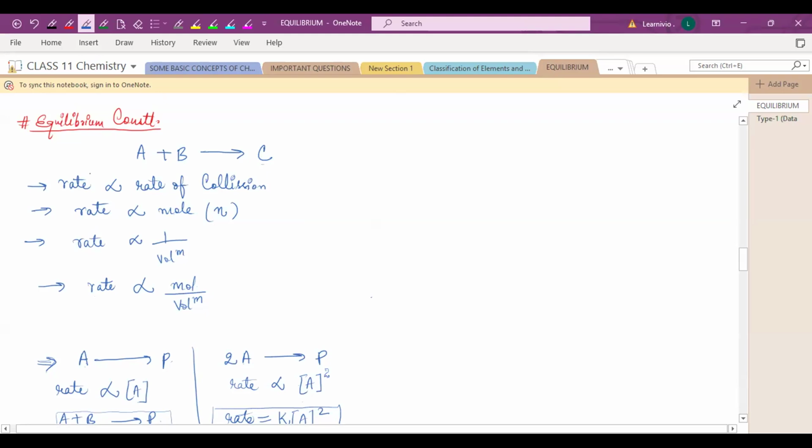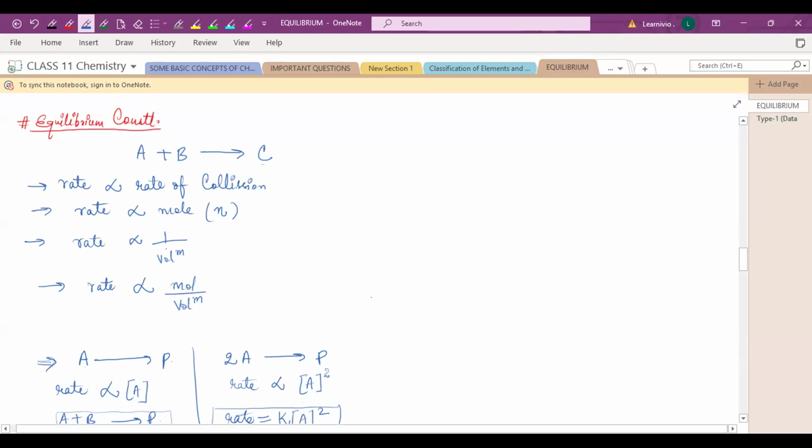Here you know very well the rate of any reaction is directly proportional to the rate of collision between the reactants. The more the rate of collision between the reactants, the more the rate of the whole reaction. Whether it's gas molecules or anything, the rate of collision will depend. And the rate is also directly proportional to the number of moles, and inversely proportional to volume.